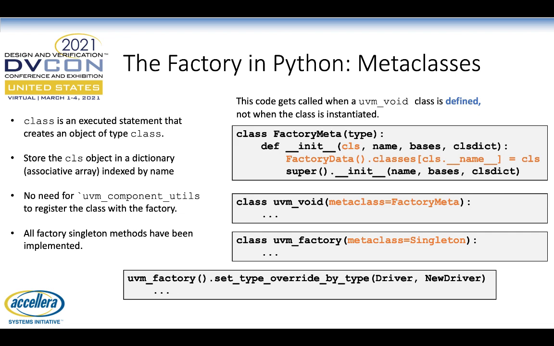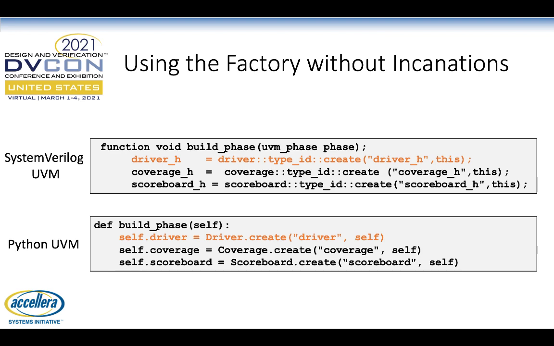UVM factory is a singleton, and we have another metaclass that handles the singleton functionality. So whenever you create a UVM factory, you either get the first instance that was created, or in the future, the same call gives you the other instances. There's no need for that :get that we normally use for singletons. And you can see here the UVM factory, we're getting this singleton and calling set type override by type. So now you can use the factory very cleanly. You don't have to go through this Herculean driver::type_id::create. You just say driver.create, and you have the factory working the same here as it does in SystemVerilog.